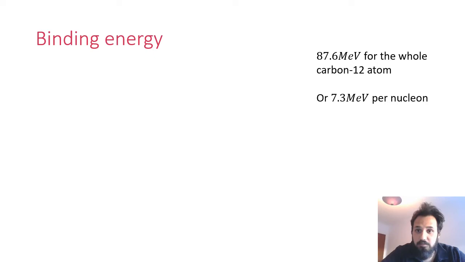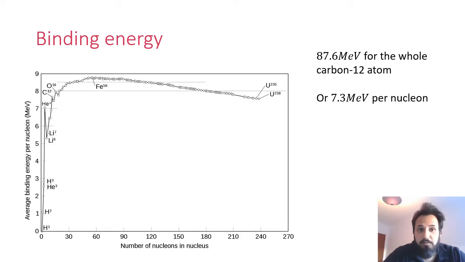Each of those nucleons within the carbon-12 nucleus has 7.3 mega-electron-volts of energy per nucleon to bind it together. We call this the binding energy. If we graph the binding energy per nucleon for different elements, we get this shaped curve. You can see that hydrogen, which has only got one nucleon, doesn't need any binding energy. It doesn't need to be stuck to anything. But as we go further and further up, we need more and more binding energy to keep things together.